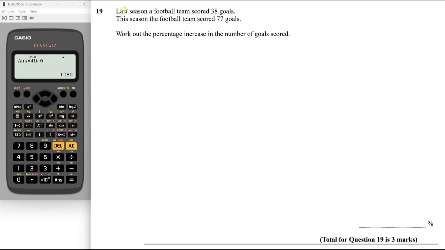Question 19. Last season, a football team scored 38 goals, and this season the football team scored 77 goals. They're much better this season. Work out the percentage increase in the number of goals scored. How do we calculate percentage increase? It's the change in the number of goals divided by the original amount, so the goals scored last season.